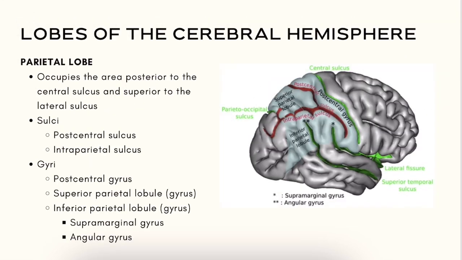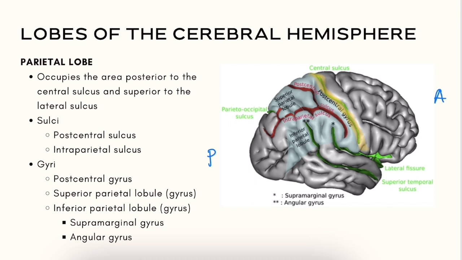Okay, now let's move forward with our parietal lobe. So our parietal lobe occupies the area posterior to the central sulcus and superior to the lateral sulcus. This is our anterior again, this is posterior, this is our central sulcus or the fissure of Rolando, and behind that would be our post-central sulcus.